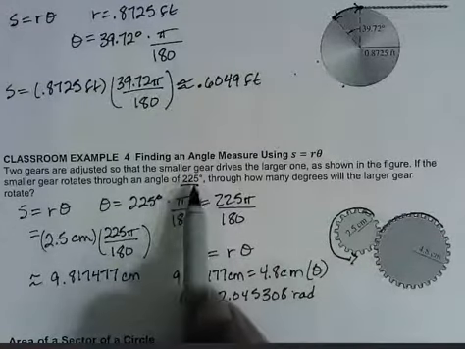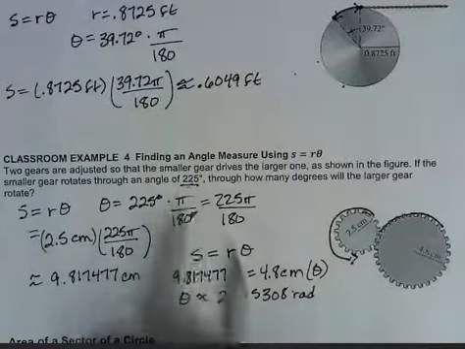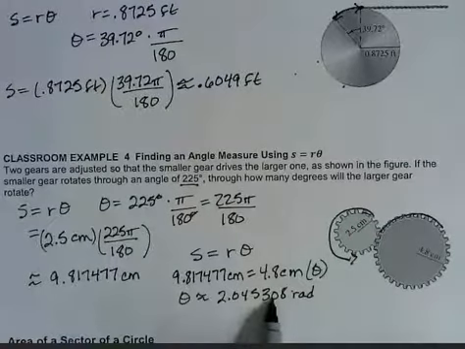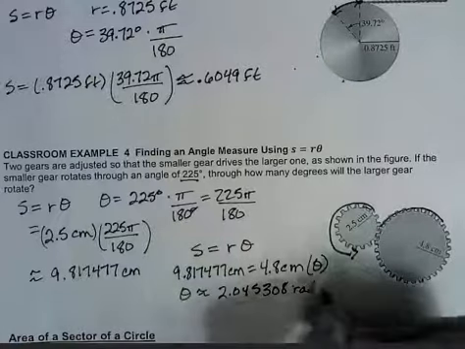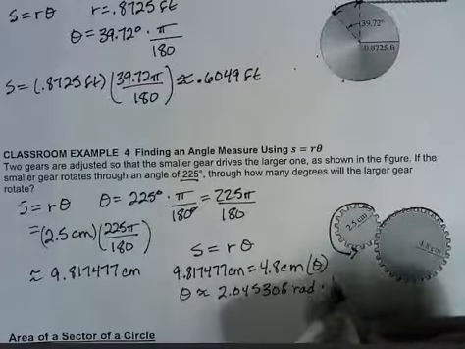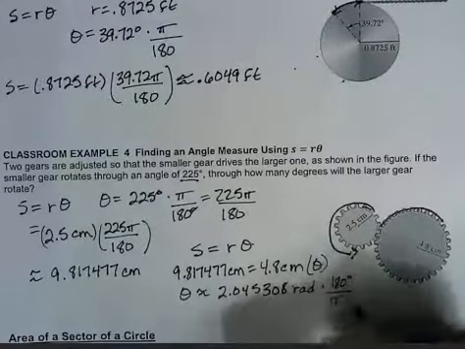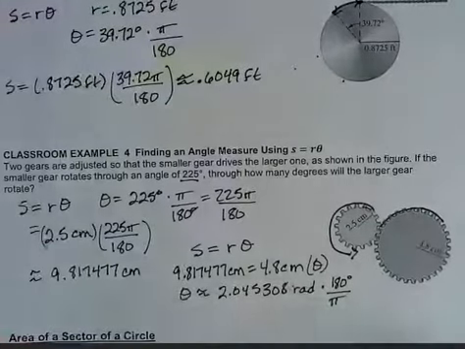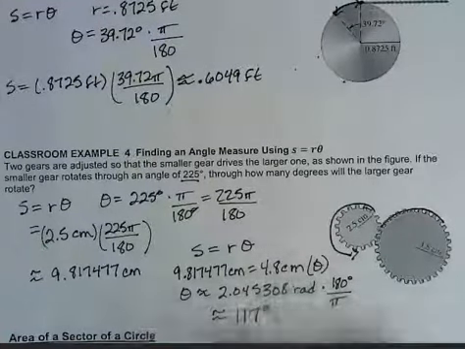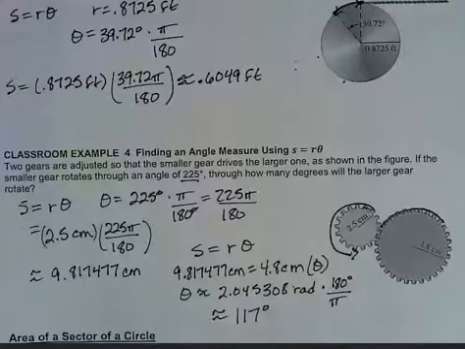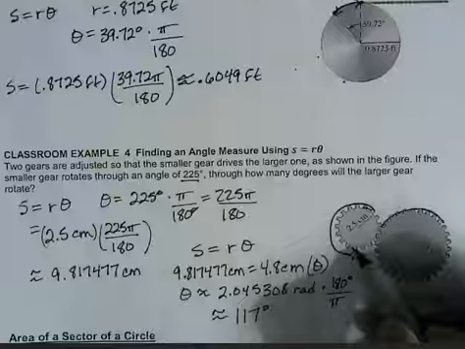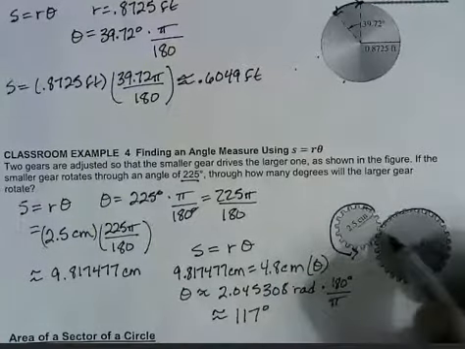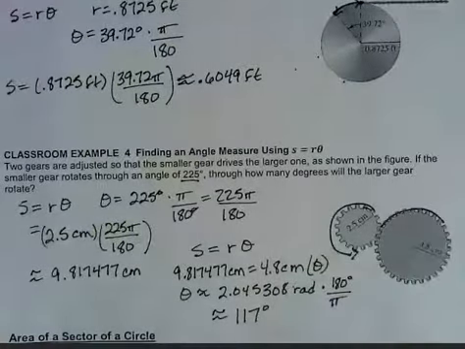To make sense in this problem, since our original angle was in degrees, we want to take this and convert it back to degrees. So we're going to take this value and multiply it times 180 degrees over pi to get this back to degrees. We get a degree measure of approximately 117 degrees. In other words, if we rotate this one 225 degrees, that's going to cause this one to rotate about 117 degrees.